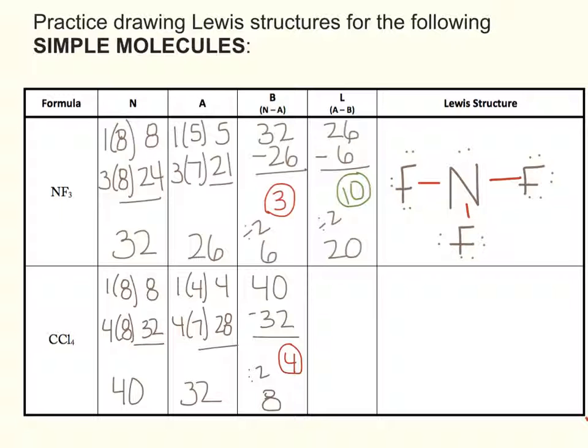We are going to then calculate L, which is A minus B, and that gives us 24. And we want to know how many lone pairs, so we're going to divide that by 2, which will give us 12 lone pairs.